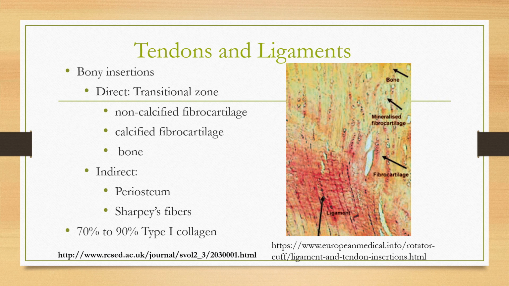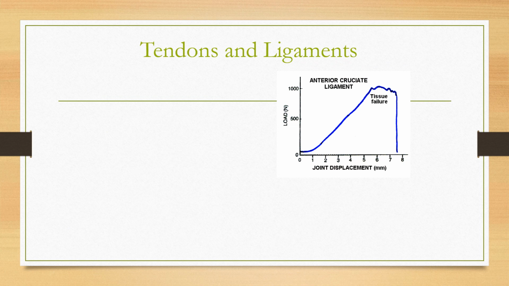Tendons and ligaments both are between 70 and 90% type 1 collagen when they're healthy. When they're not healthy, especially in tendons, we'll talk about this in another unit. Tendons are stiffer than ligaments because they have a higher percentage of collagen and therefore are more effective energy storers and returners. With this slide, we'll talk about the mechanical properties of ligaments and tendons.